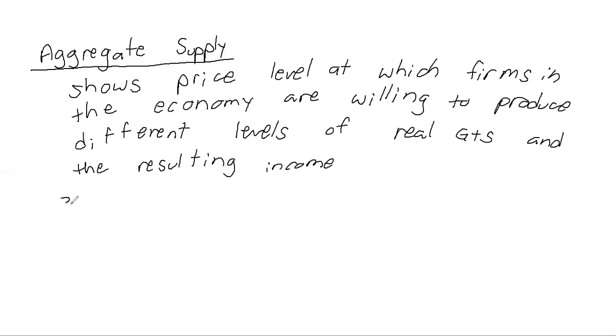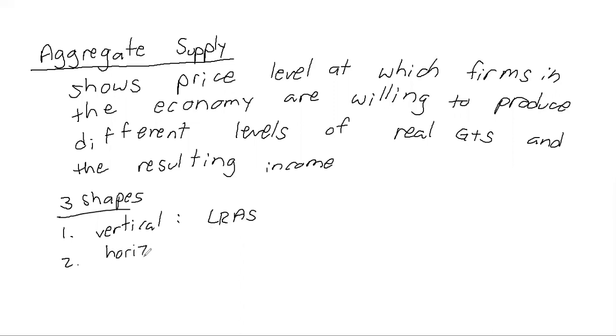So this generally takes three shapes. For our class, we will use the first two. The first is a vertical line. This is the long run aggregate supply, or LRAS. Next is a horizontal line. This is the short run aggregate supply, otherwise known as the sticky price.